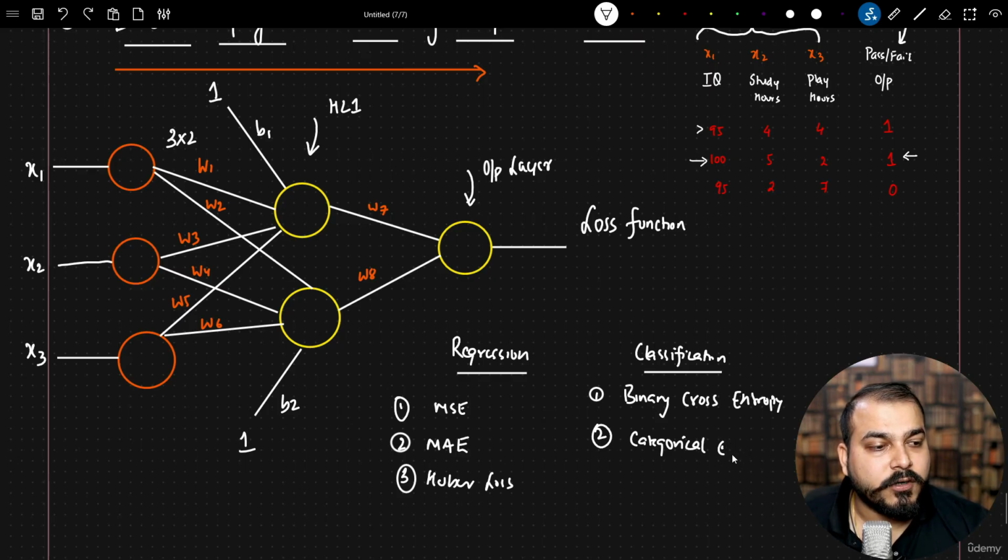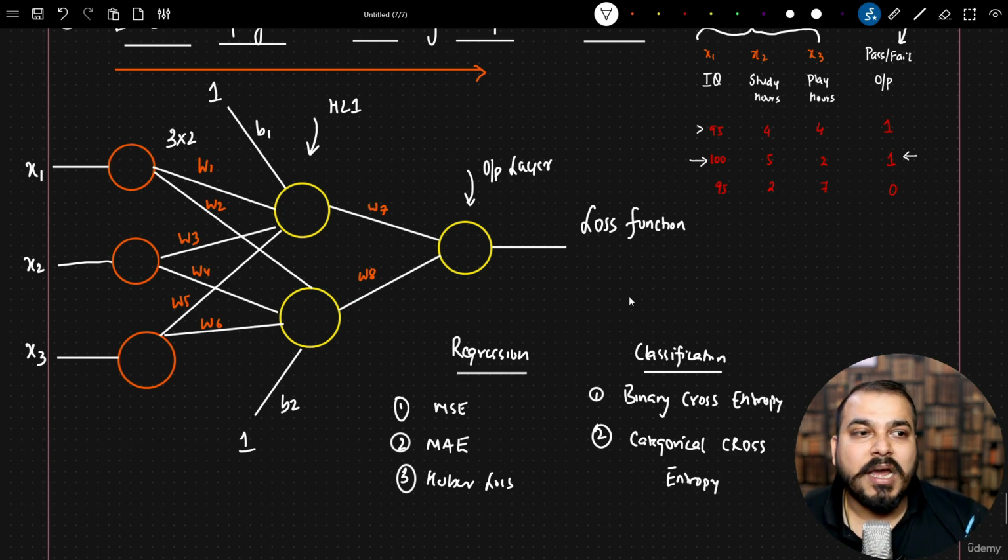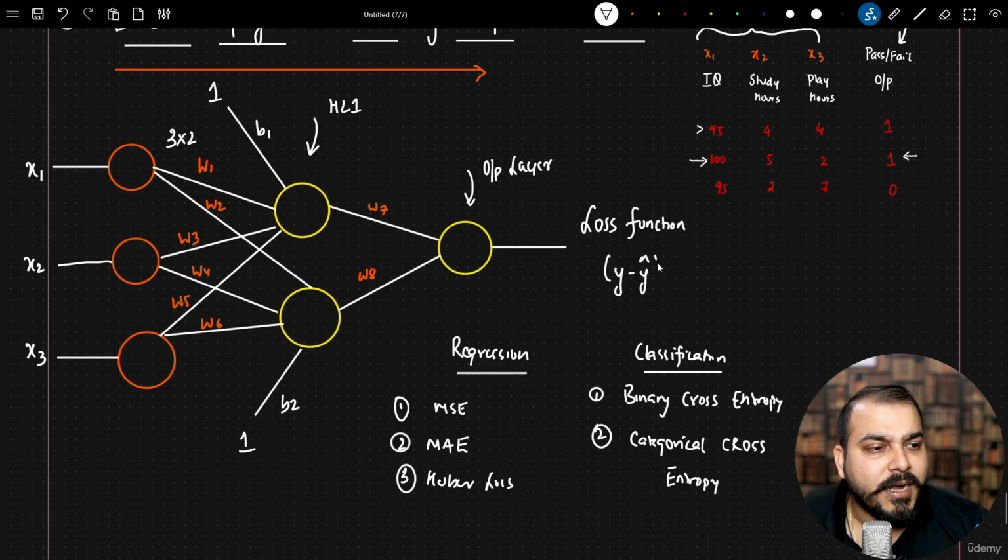Categorical cross entropy. We'll discuss all these loss functions in depth in the upcoming videos. So in short, these are all formulas. If I really want to use a simple loss function, I will just say (y minus y hat) whole square.